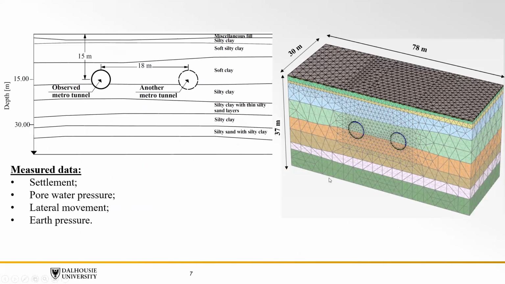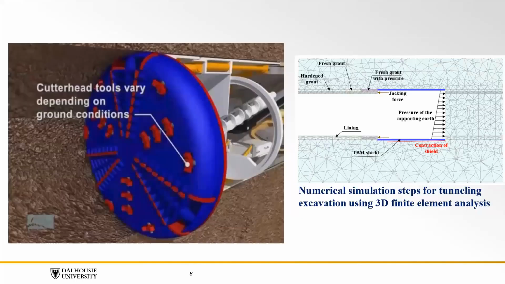And the tunnel itself was composed of two tunnels, so we have tunnel 1 and tunnel 2. What we have in hand is the monitoring program results for settlement, pore water pressures, lateral movement, and earth pressures. That's what we have, as we're going to see later on. So let's refresh our minds.